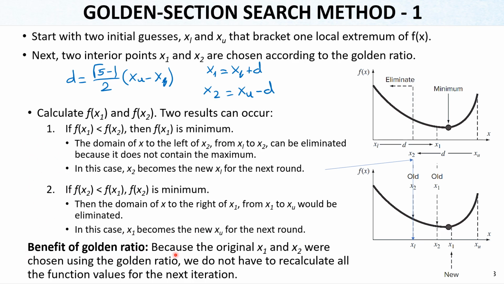And the benefit of the golden ratio is that because the original x1 and x2 were chosen using the golden ratio, we don't have to recalculate all the function values for the next iteration. So here you can see we already have the function value of this lower bound, and the upper bound was the same from the first iteration, so we can continue with that. Then here we will create another x1 and x2 using again the golden ratio, and continue the iterations until the results are converged. So this is the basic idea of the golden section search method.